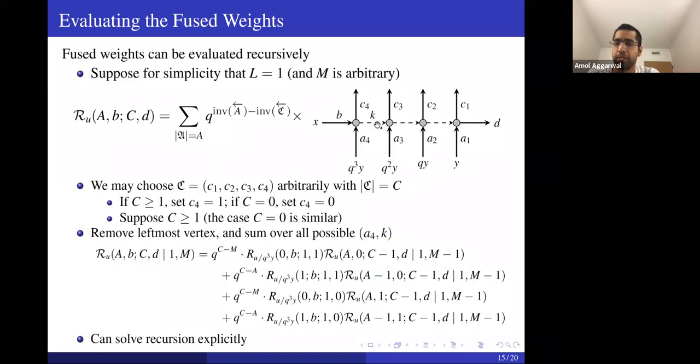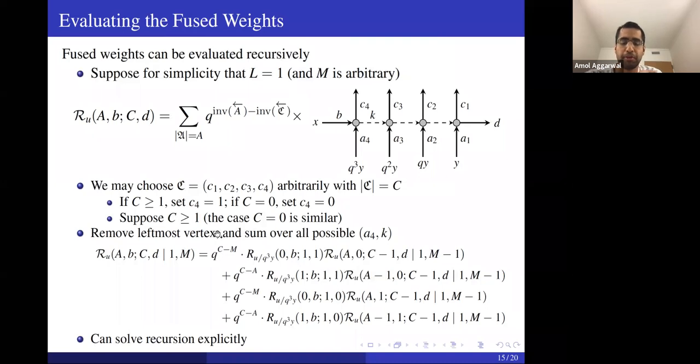And then the left boundary condition is 1. So this should actually be a 1, sorry. And the right boundary condition is D. Okay, so I'll get R of this weight over here times this fused weight, where I have one less arrow exiting from the top and the same number of arrows exiting from the bottom.